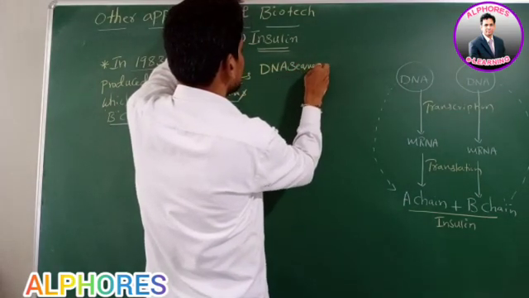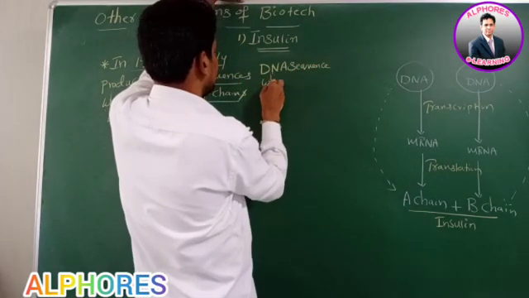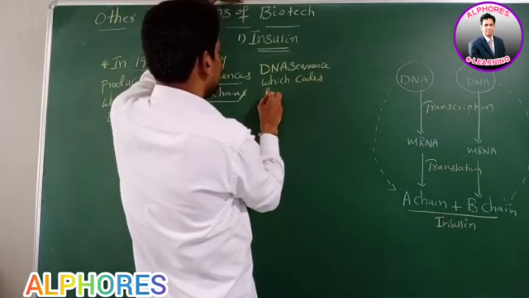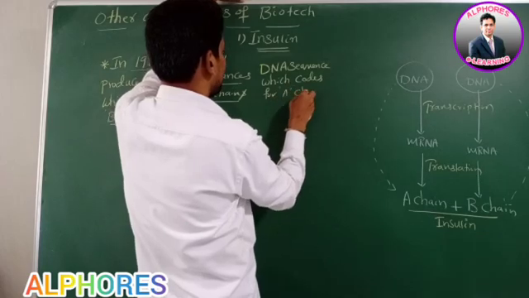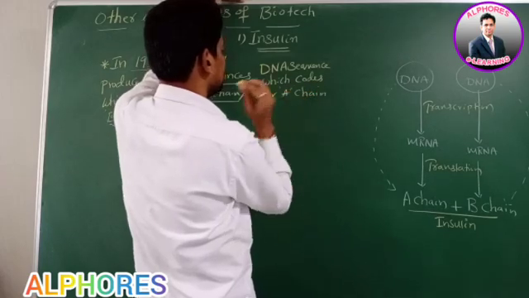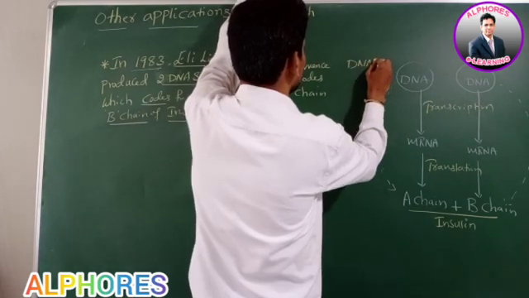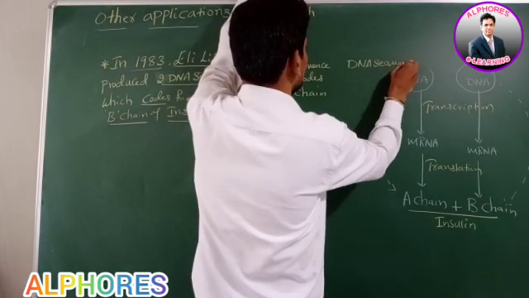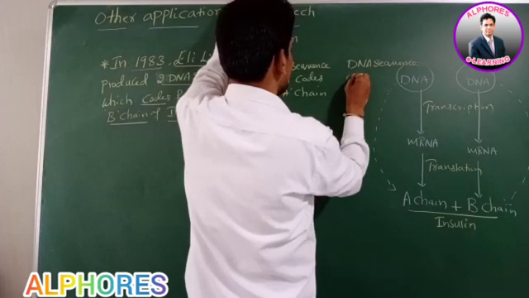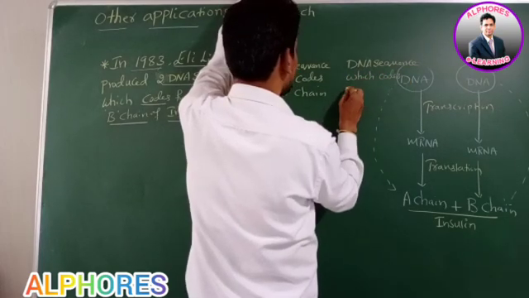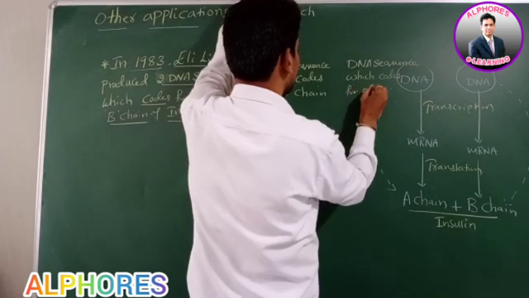DNA sequence which codes for A chain. Is it okay? What is the second one? DNA sequence which codes for which chain? B chain.